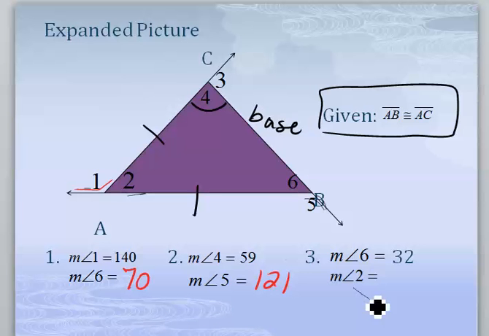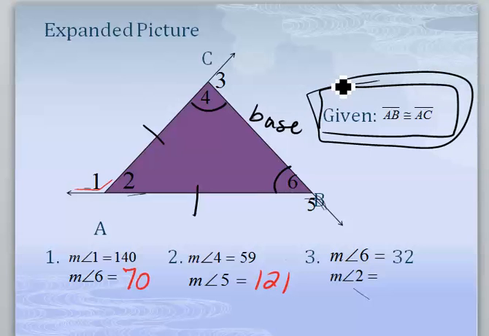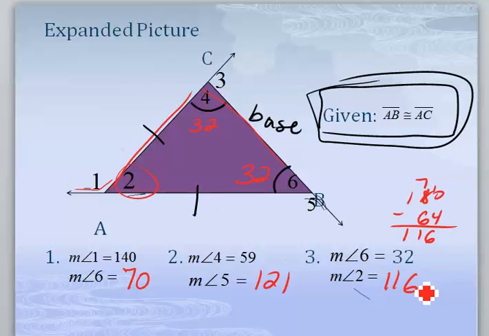Now again, I'm going to go ahead and erase the new information, the 59, but I do still know that these two sides and these two angles are congruent because that was my given information for all of these problems. Number 3 says the measure of angle 6 is 32 degrees. Find the measure of angle 2. I'm going to start with the obvious one. I know if 6 is 32, 4 must also be 32. But I know that my whole triangle is 180. So 32 plus 32 is 64. 180 minus 64 tells me that it's 116 degrees. So angle 2 is 116 because the interior of my triangle has to add up to 180.